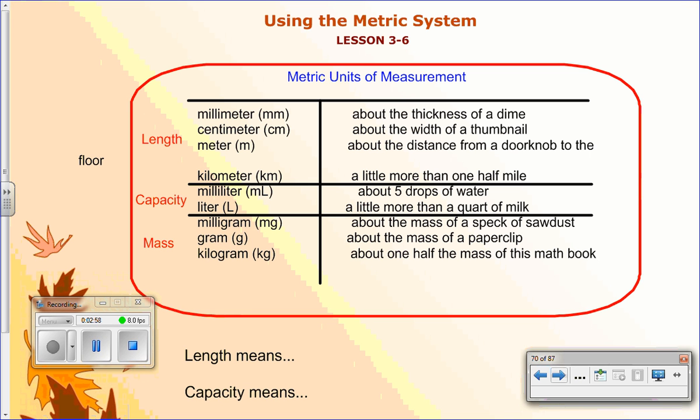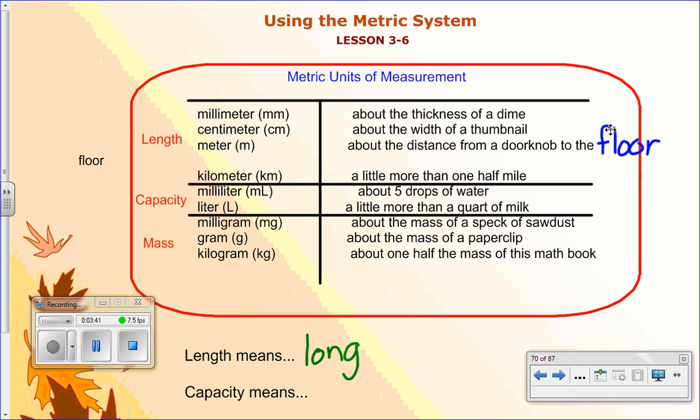Millimeter, which is about the thickness of a dime. So if you pull out a dime, that's about how thick a millimeter is. A centimeter, which is about the width of a thumbnail. All right? And then finally, a meter, which is about the distance from a doorknob to the floor. So if you think from the bottom of the door to where that doorknob is, that's about a meter. Or if you've seen me pull out a meter stick before, you know what one of those looks like. And then there's a kilometer, which is a little more than half a mile. All right, so those are all measurements you can use with length. So length means how long something is.